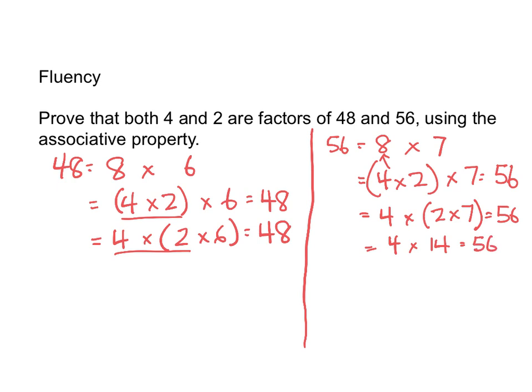And if we need to prove that, because that's not something we commonly run into, we could quickly do the multiplication. 14 times 4. 4 times 4 being 16. 1 times 4 is 4 plus 5. And there's our answer, 56. And we can see that 4 and 2 are both factors of 48 and 56. That is the end of Module 3, Lesson 24, Fluency.